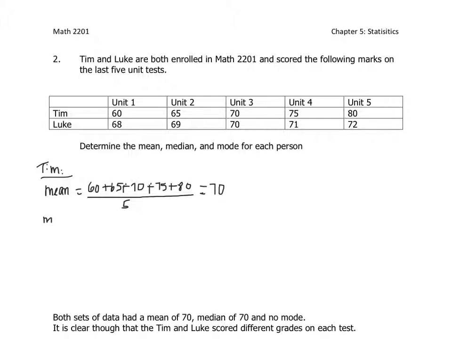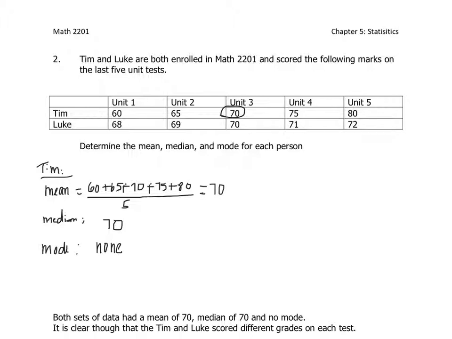And then the median for this set of data, these are in order already, so rather than write them all out again, we just go up and look at the middle piece of data, which would be 70. And then the mode is the most common piece of data, which all of them only occur once, so there is none.